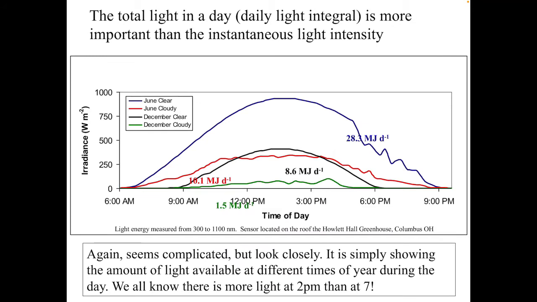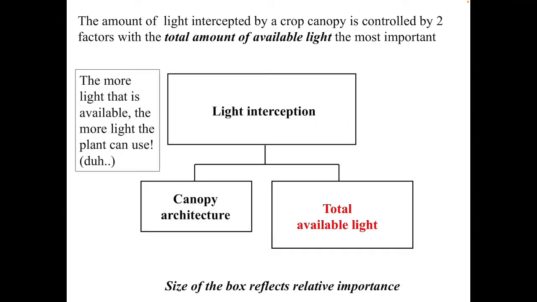This is total light in a day. And again, this looks like it's a really complicated graph, but it's not all that complicated. It's pretty obvious. In the middle of the day at 3 o'clock, we're going to get more light than we are at 6 o'clock. And the different lines are for different months. So the blue is June, the red is June, but it's a cloudy day. The black is December on a clear day, and the green is December on a cloudy day. And that's pretty obvious. You go outside when it's cloudy, and you're just not getting as much light. So some of this is kind of, well, duh, sort of information, but it's shown out in a graph.